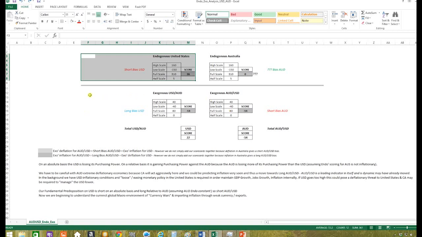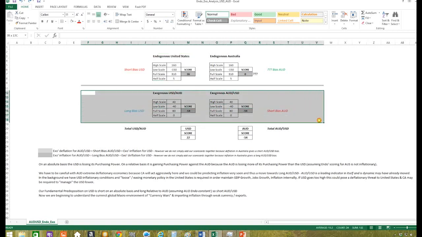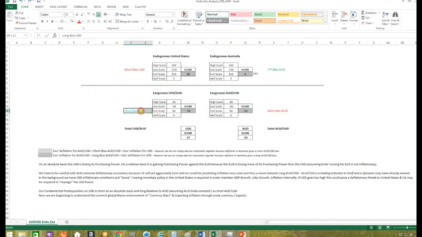So when we do our exogenous analysis against the Australian dollar, or against any other currency, where we end up with a long bias in the US dollar, at the moment we have to be a bit careful. If the US dollar goes too high in value, it could be a deflationary threat to the United States, and central authorities will have to get involved to manage the US dollar lower. So what have we ended up with here?